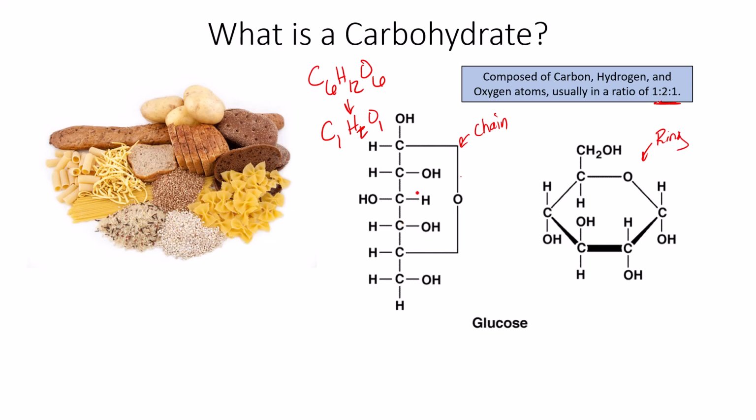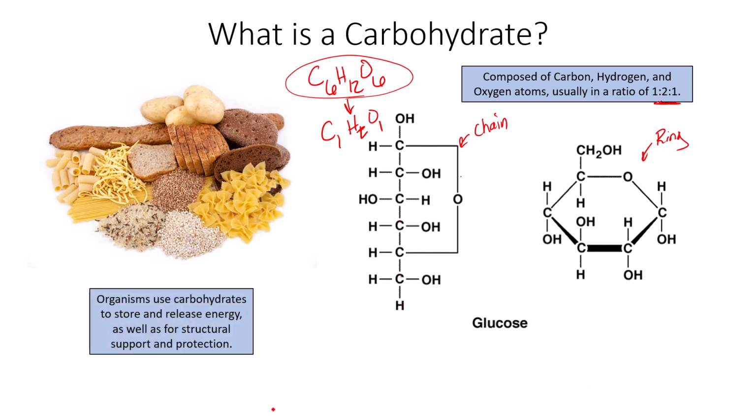Both of these, this chain and this ring, have the same chemical composition of C6H12O6. C: 1, 2, 3, 4, 5, 6. H12: 1, 2, 3, 4, 5, 6, 7, 8, 9, 10, 11, 12. And O6: 1, 2, 3, 4, 5, and 6. If you were to count up all of the carbon, hydrogen, oxygens in this particular ring, you would again get C6H12O6. Organisms use these carbohydrates to store and release energy as well as for structural support and protection.